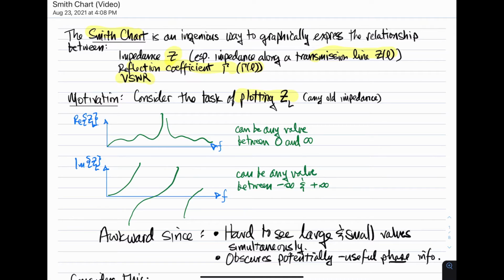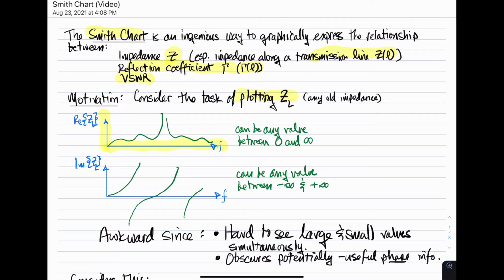So here we're showing the real part of Z sub L as a function of frequency. And we know that the real part of an impedance can be any value between 0, for example, a short circuit, and infinity, for example, an open circuit. And it can be any value in between. So we have this infinitely large number of possible values of the real part of Z sub L.